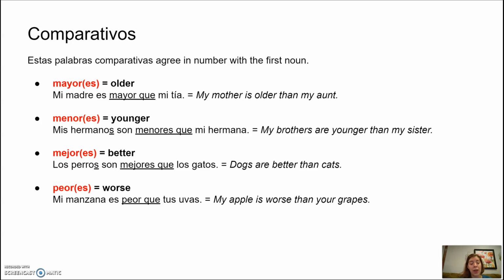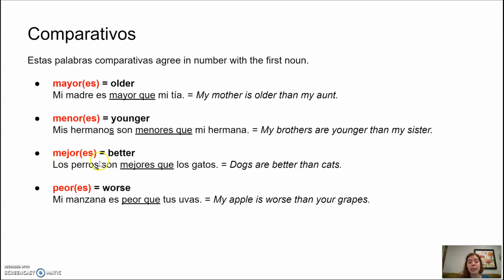So for an example of that, let's take a look at menor, menores, que significa younger. Mis hermanos son menores que mi hermana. Here, mis hermanos is plural, so we have a plural form of our verb, ser. The form son is third person plural. And then we use the plural form of this word, menores. Mis hermanos son menores que mi hermana. My brothers are younger than my sister.